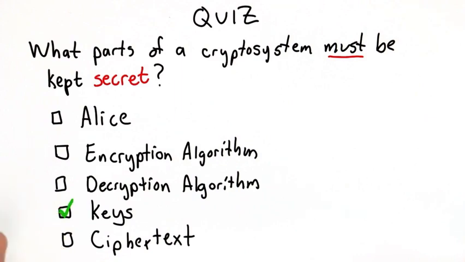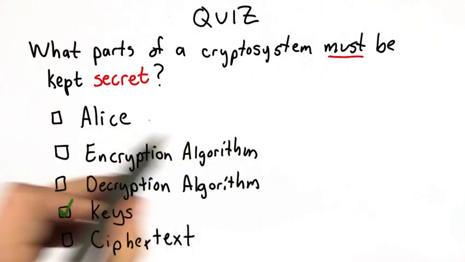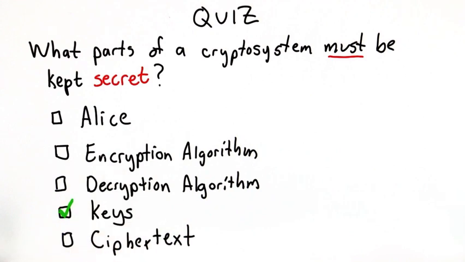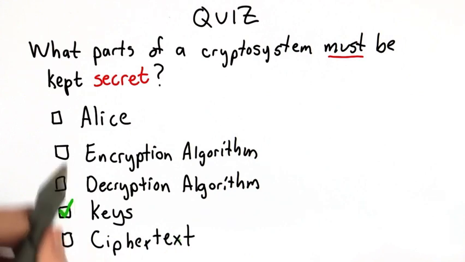This is the point of Kirchhoff's principle, that we don't need to keep the encryption algorithm or the decryption algorithm secret. We want to make those public so they're carefully tested and understood and analyzed by many people. We want to only need to keep the key secret. The point of the encryption system is to allow us to send the ciphertext over an insecure channel. So that's no longer going to be secret. And Alice is just a silly answer.